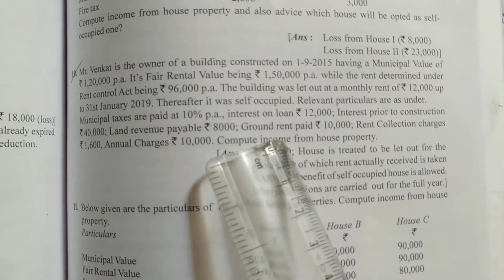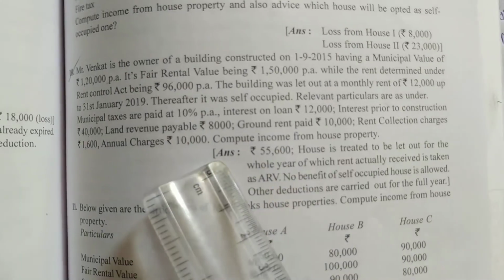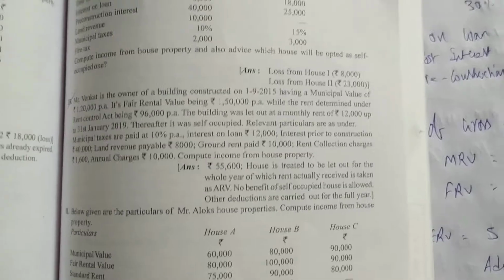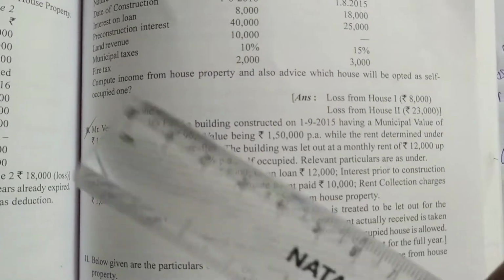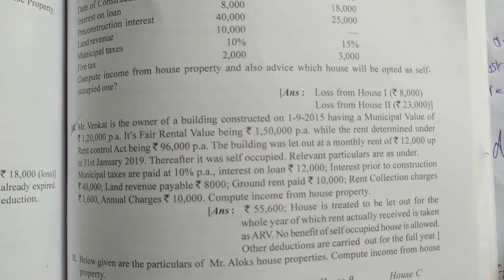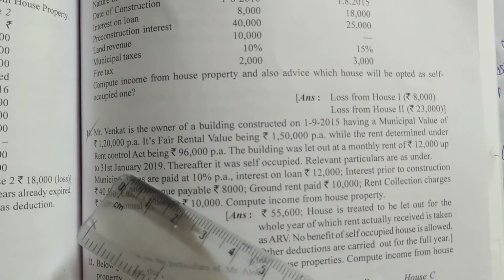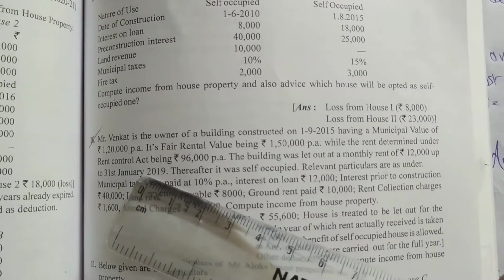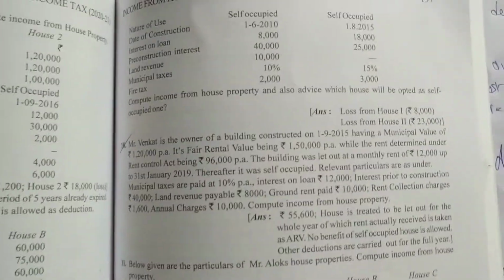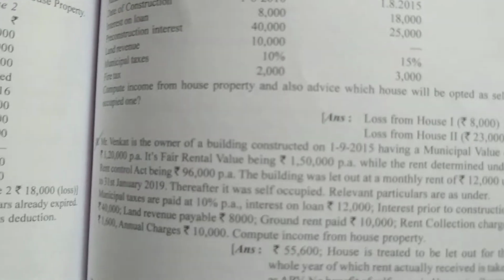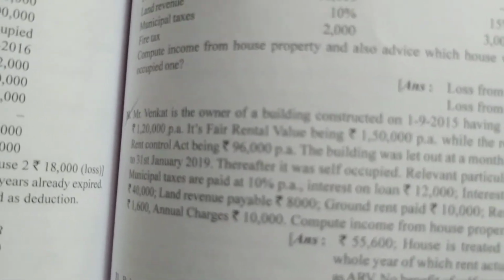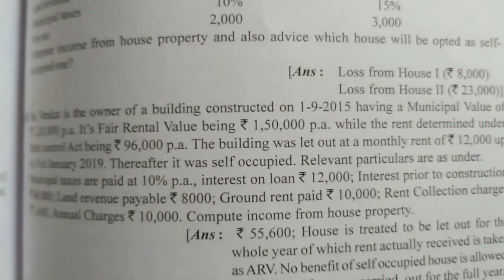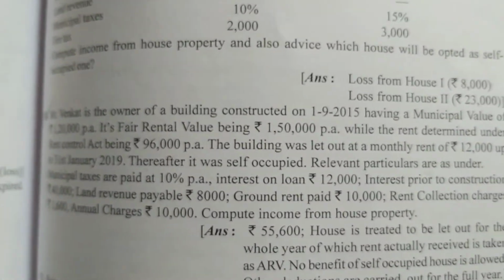Okay. Next, ground rent is given, land revenue is given, collection charges are given, annual charges are given. Compute income from house property. Now, in this question there is only one building, and that building is given on rent till 31st January 2019 and after that the owner is staying in the building. It's so simple. The question is very easy. Only at the time of calculation of GAV the changes will come, and we have to take actual rent only for the 10 months.